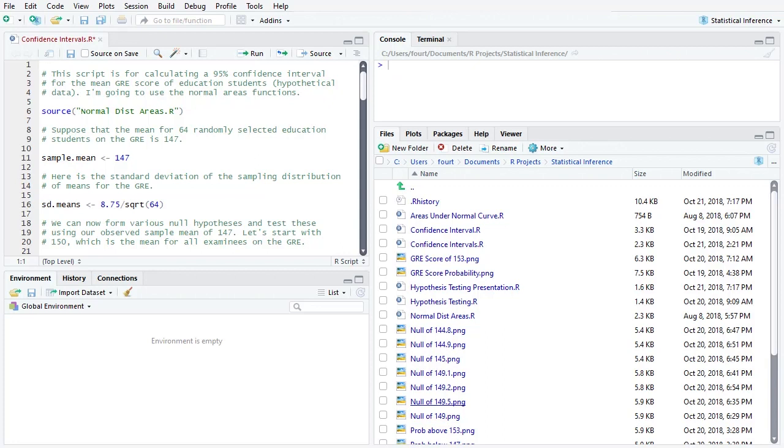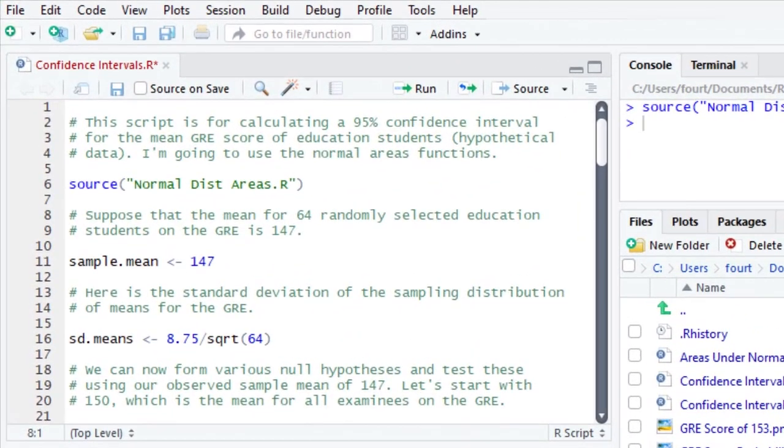I'm going to use the normal areas functions, so I need to make sure that normaldist_areas.r is in my project folder. Indeed it is. Suppose that the mean for 64 randomly selected education students on the GRE is 147. Let's store that in a variable that we call sample mean.